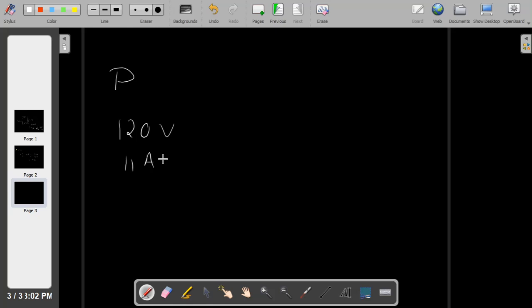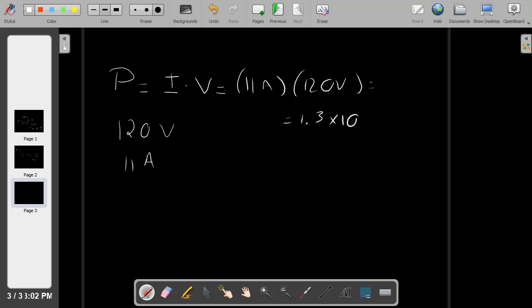Well, we do have an equation that puts both voltage and current together. It looks like this. Power equals current times your voltage. Well, just put it inside the equation. 11 amps multiplying the 120 volts. Put it all in your calculator and you should be getting electrical power of 1.3 times 10 to the 3 bananas? No, watts. Okay, so don't forget to put your units.